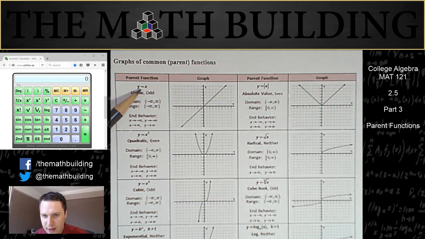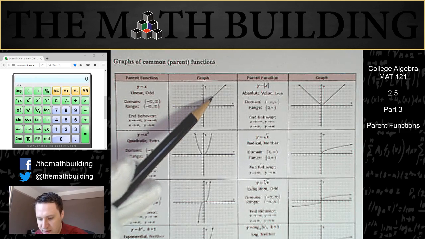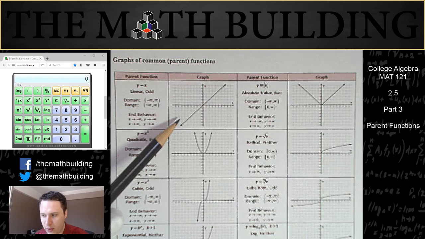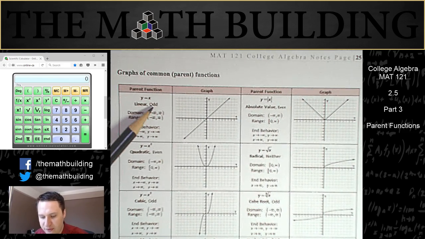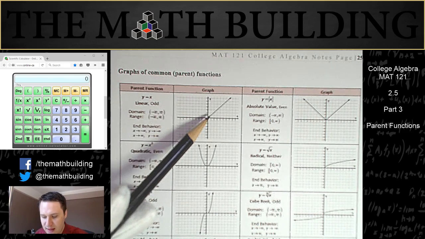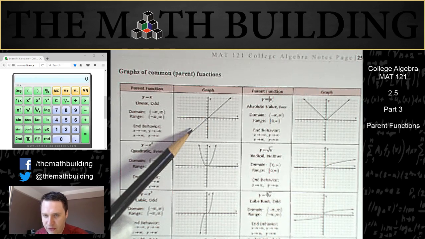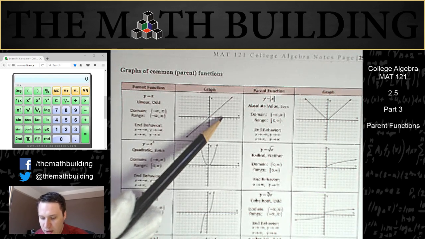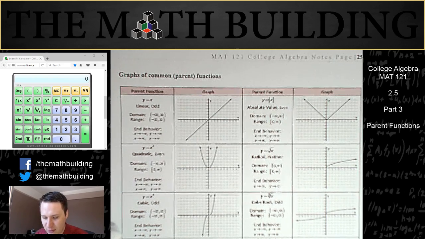So here's the line y equals x, and you'll notice that the line y equals x, maybe one of the most basic functions, is just a line with a slope of 1. So it goes up 1 over 1, up 1 over 1. You'll notice that it's an odd function. We'll talk about that in a minute, but basically an odd function means that any point up here in the first quadrant is going to be down here in the third quadrant. In other words, if you have a point on here, when you go to the negative of that, it'll be the negative of that point. So we'll explain that some more later.